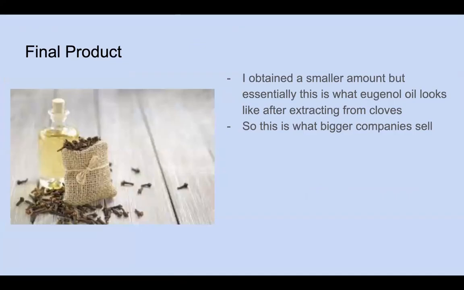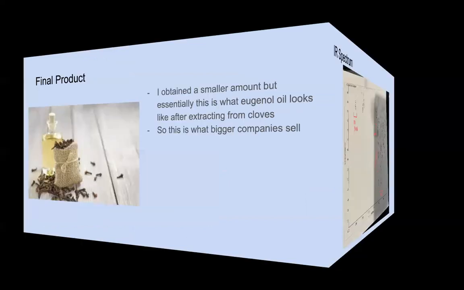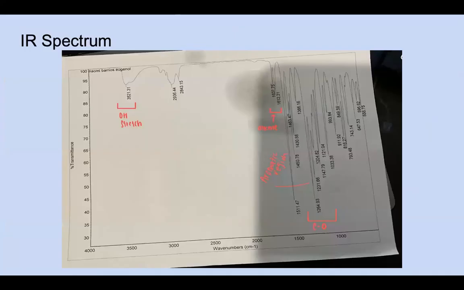Our final product. So this image is just what we would have seen. Unfortunately, I was not able to capture a picture, but I did obtain a smaller amount, which is essentially what it looks like in the diagram. Now to our IR spectrum. We have an OH stretch around 3521.31. And then we have our alkenes and an aromatic region in our C-O. From here, we can try to identify what the structure of our compound would be.